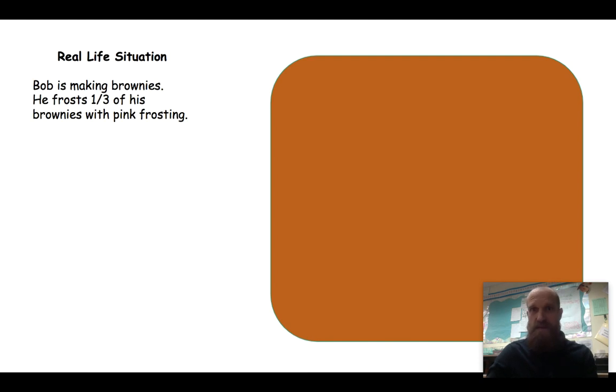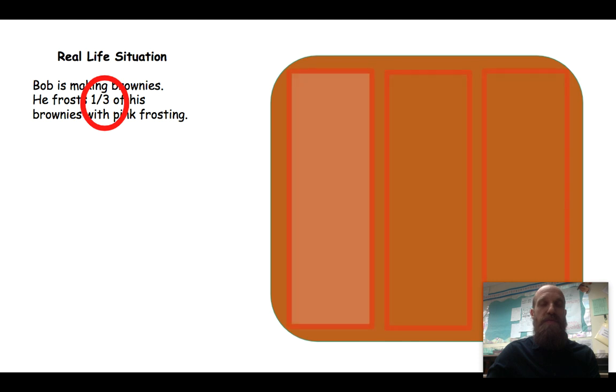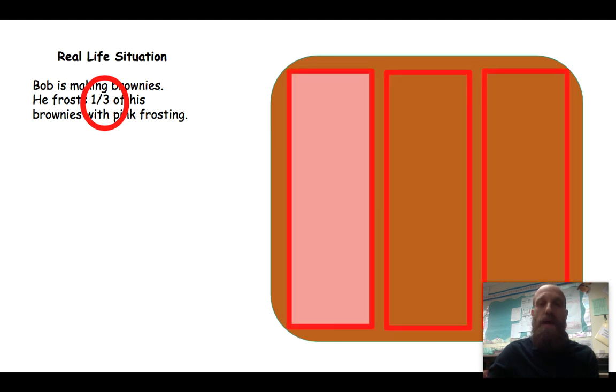So those are the brownies. So 1/3 of the brownies have pink frosting. Here are the parts: 1, 2, 3. They're not perfect. And one part, 1/3, is covered or frosted with pink frosting. I also labeled them to make sure I'm working with precision.